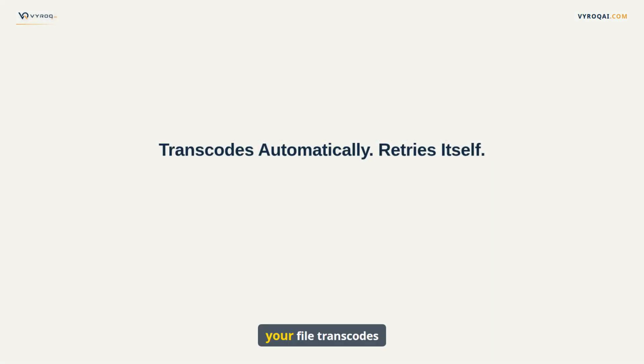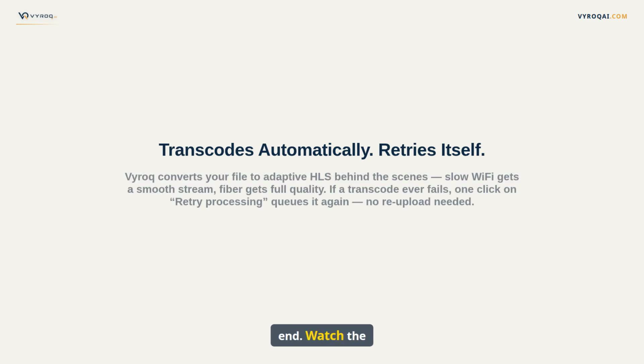Behind the scenes, your file transcodes automatically into adaptive streaming. So a student on slow hotel Wi-Fi gets a smooth, lower res stream, and a student on fiber gets full quality instantly with zero manual encoding on your end. Watch the badge move, processing, then ready. And if something ever fails, one click on retry processing queues it again, no re-upload needed.